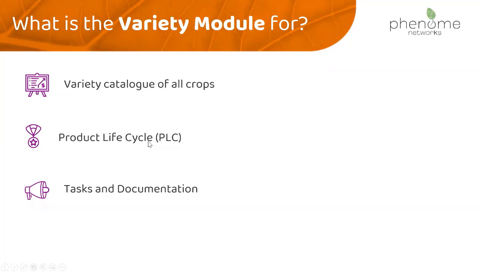It also supports the product life cycle. Each company has its own variety stages to reach a commercial variety, and it supports the process from request to advance a stage until the manager approves a stage and goes to the next stage. The third point is that each variety in the PLC process requires tasks and many documentations, and both can be stored in the variety module.